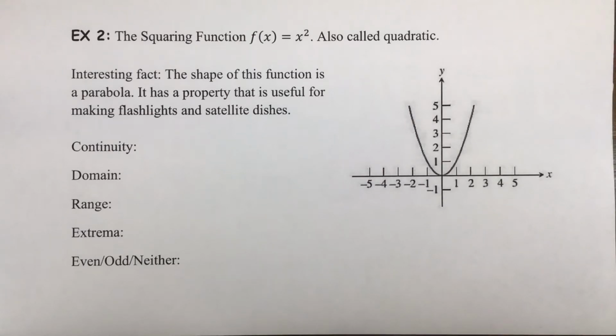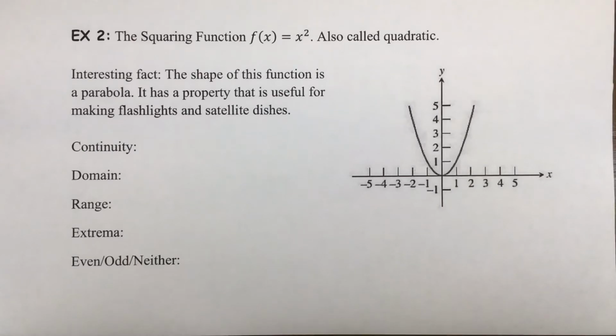But it has a property that's useful for making flashlights and satellite dishes. That is something we'll definitely revisit when we study another unit called conic sections. In conic sections, we do talk about the parabolas and some other shapes that are somewhat similar to this one.